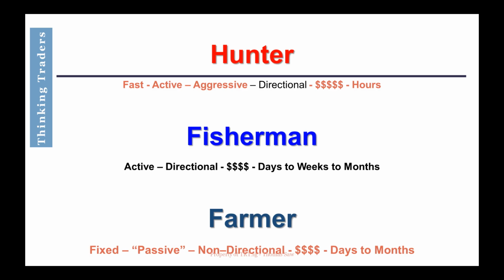These are the 3 different styles of trader: hunter, fisherman, farmer. For those who are familiar with it, the hunter is a day trader, day scalper. Fishermen are swing traders. Both hunter and fisherman are directional. Farmer is option trading. It's passive, non-directional. Do not need to use chart patterns.